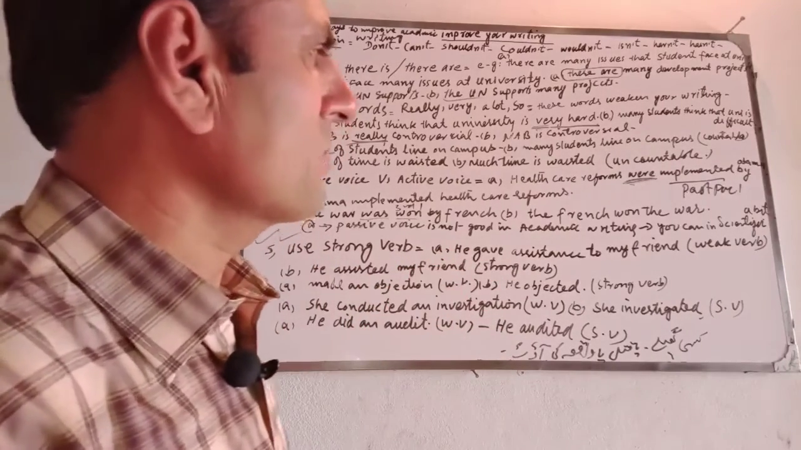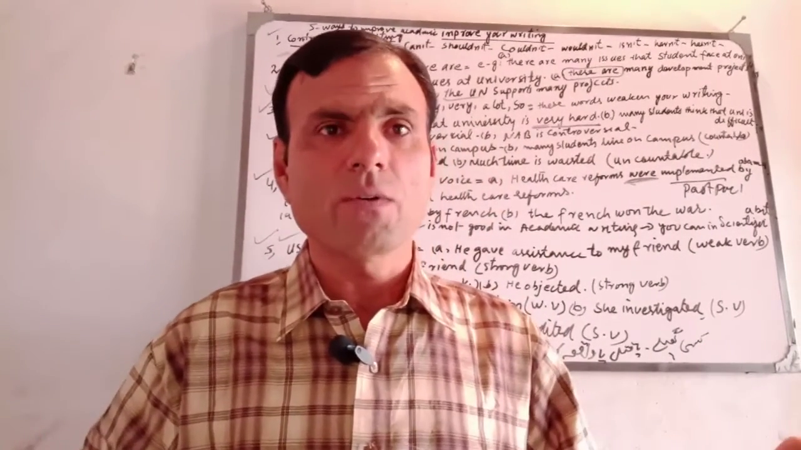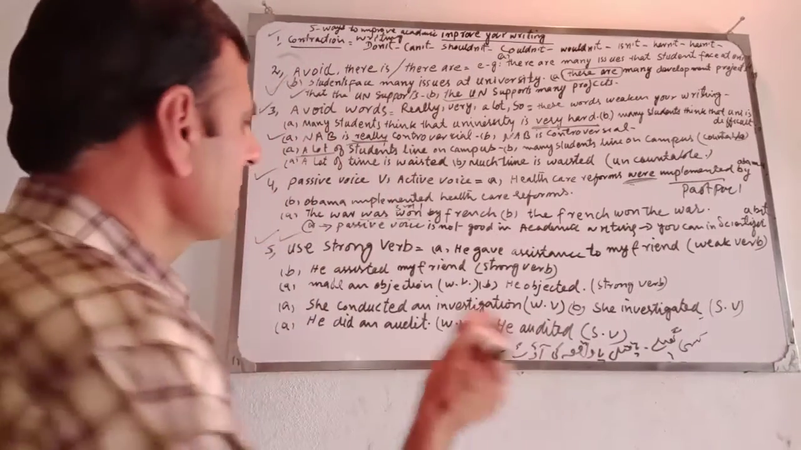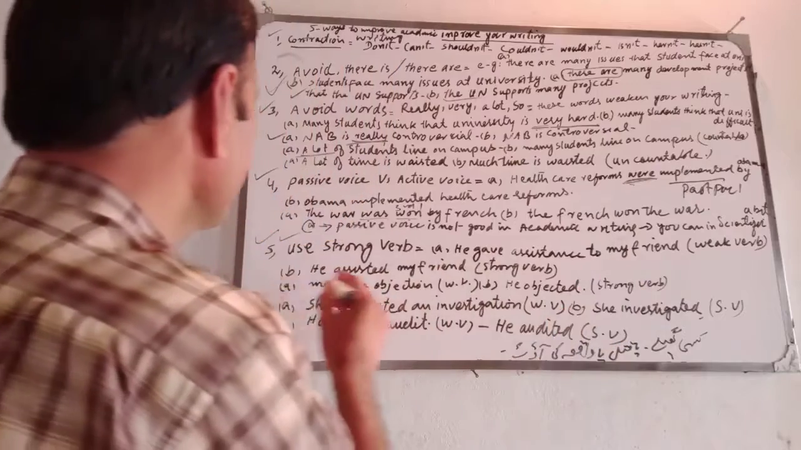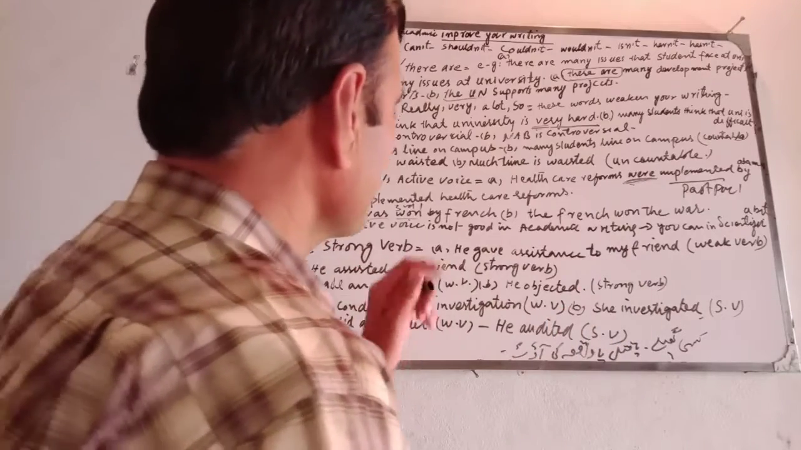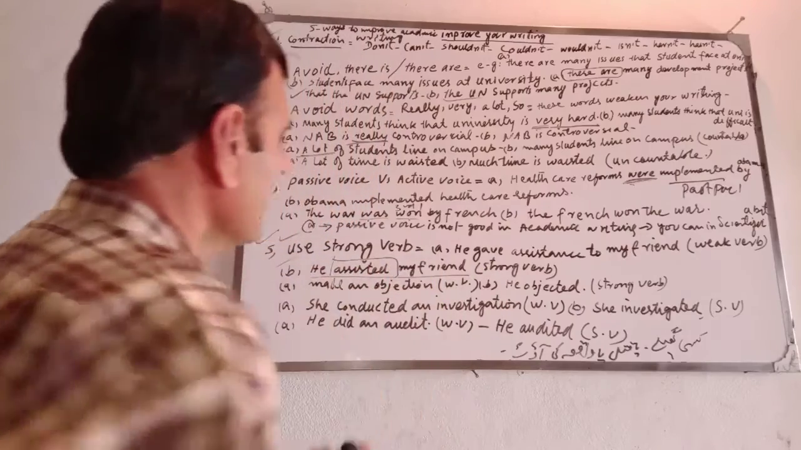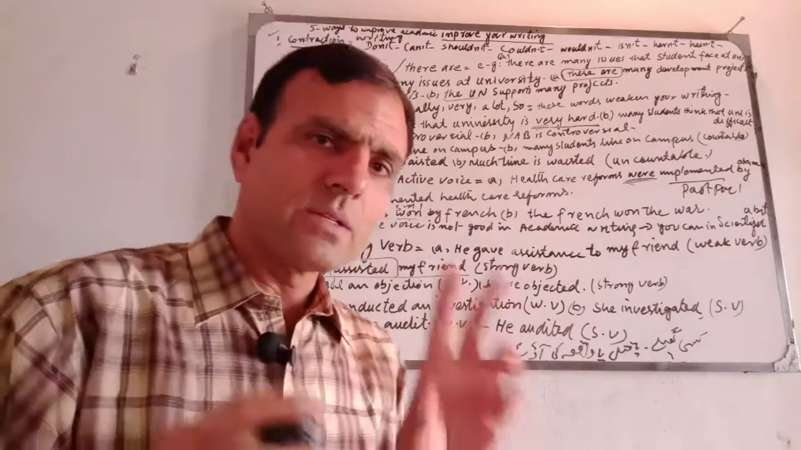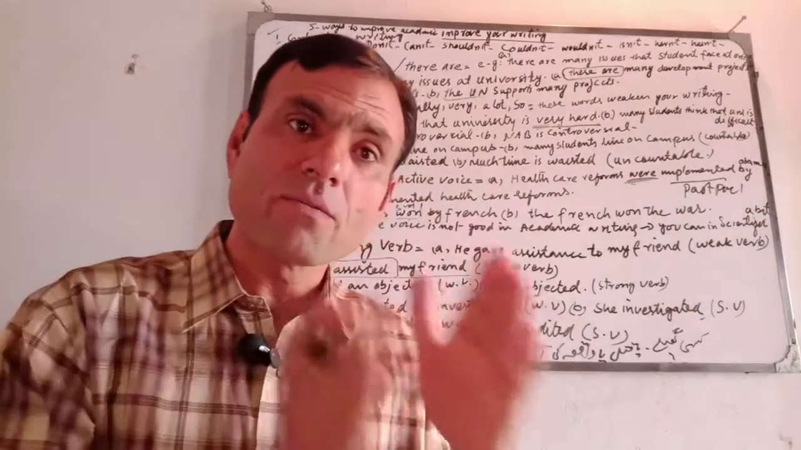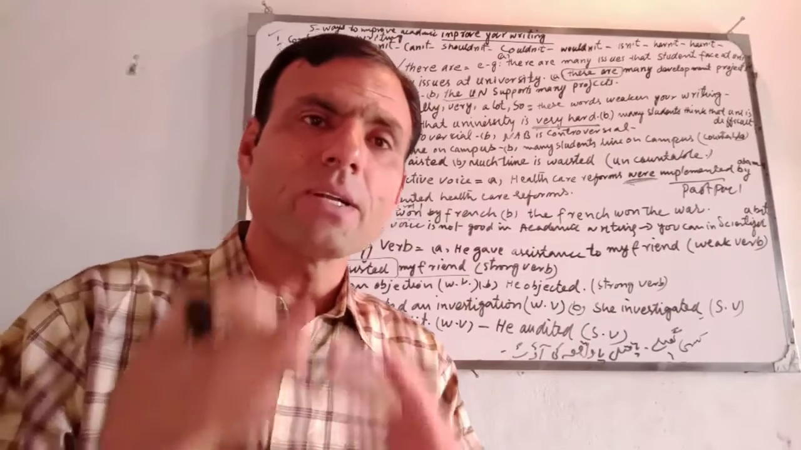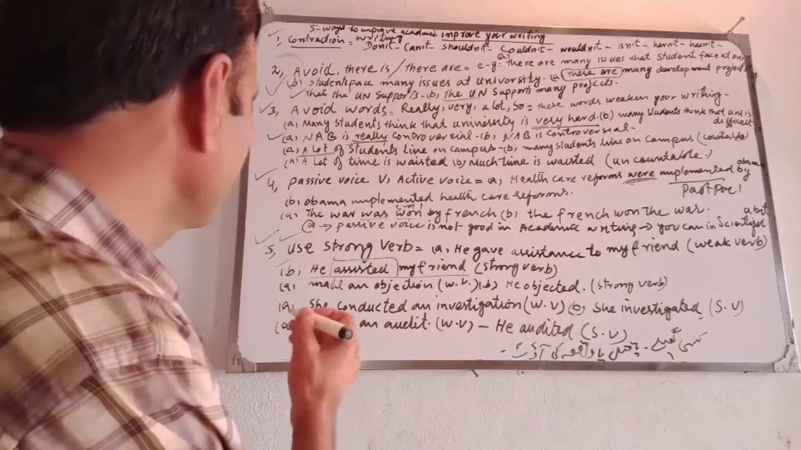He gave assistance to my friend. That is the weak verb. A weak verb is used. Now see here. Weak verb: he gave assistance to my friend. We change it to a strong verb: he assisted my friend. Assisted is the strong verb. That's the difference. He gave assistance to my friend. He assisted my friend. A weak verb is used in the first, and a stronger verb is used in this sentence. Okay? That's okay.